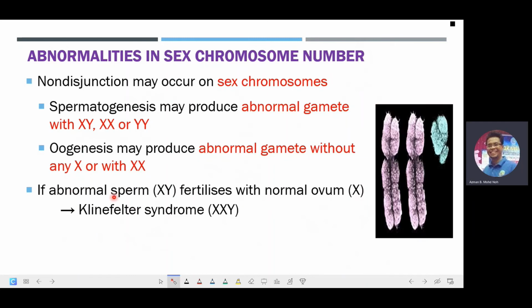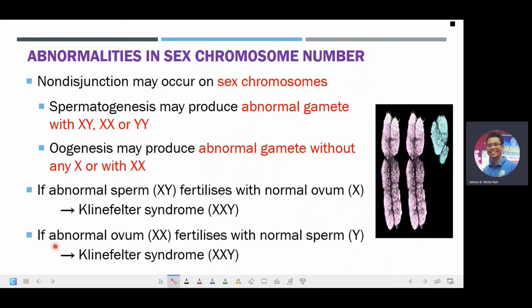If an abnormal sperm with 2 sex chromosomes, the X and the Y chromosomes, fertilizes a normal ovum with the X chromosome, this will produce Klinefelter syndrome, in which the individual will have 3 sex chromosomes: chromosome X, another chromosome X, and also 1 chromosome Y. Klinefelter syndrome can also be produced if an abnormal ovum with 2 X chromosomes is fertilized by a normal sperm with the Y chromosome.